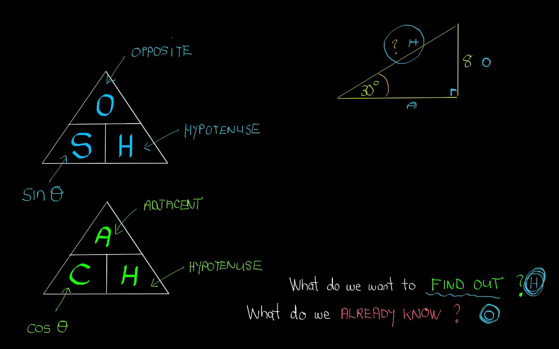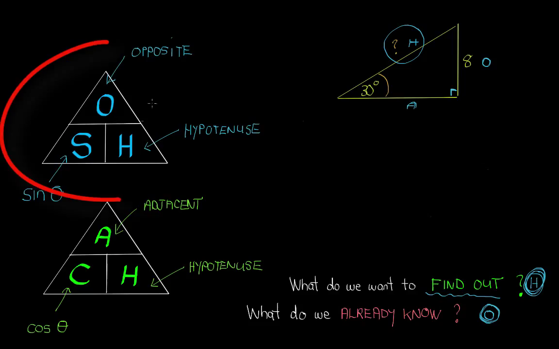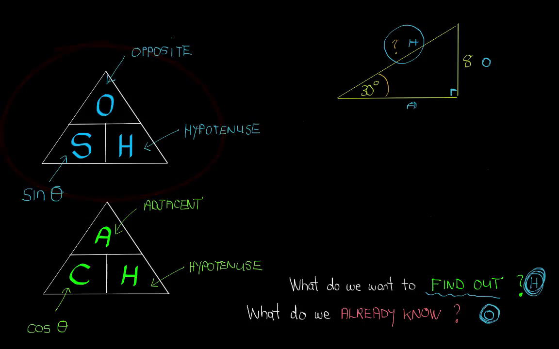So now we have to work out, which of these two triangles do we use? Well, it's actually really, really easy. The magic triangle we use is the one that has these two letters, these two answers to our questions. The answers to our questions we posed were H and O. So which of these has H and O in it? Well, it's this one here. So we're going to use the SOH CAH triangle.